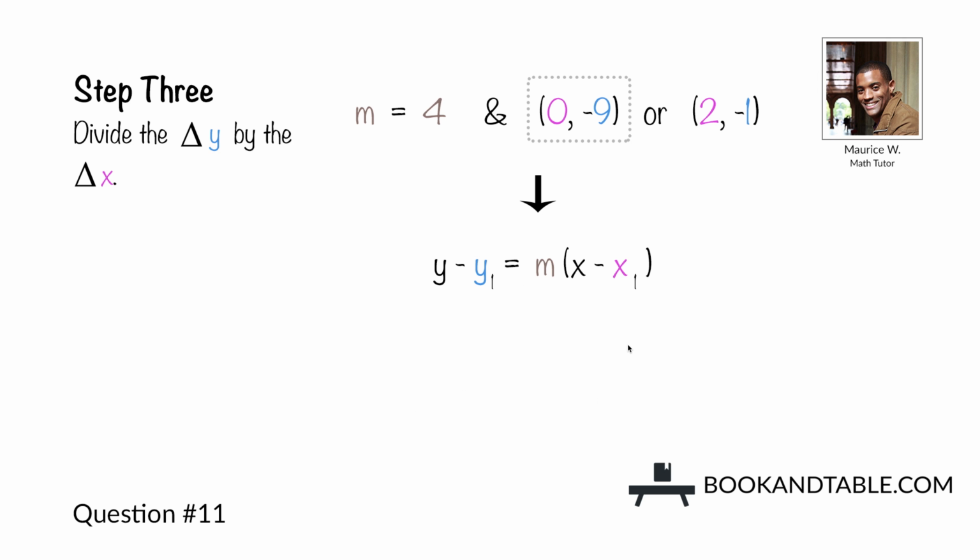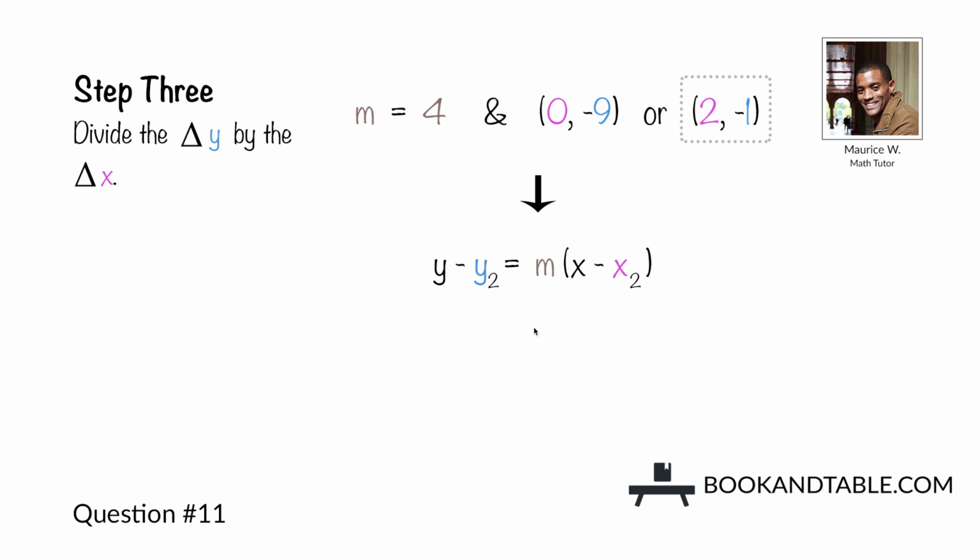And now we'll use the point slope form. y minus y1 is equal to m times x minus x1 with our first point provided, 0, negative 9. Or you could use the point slope form with the second point, 2, negative 1.